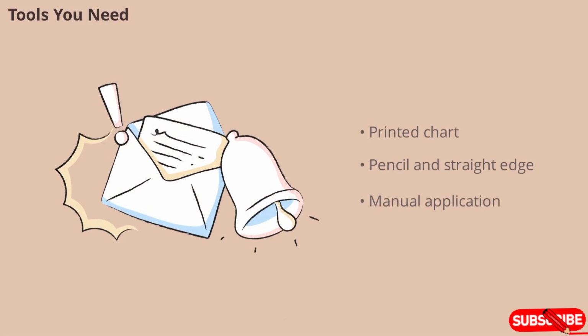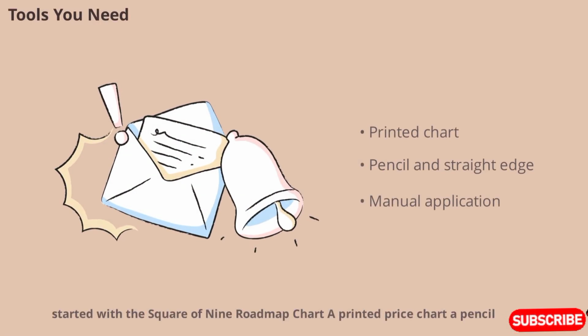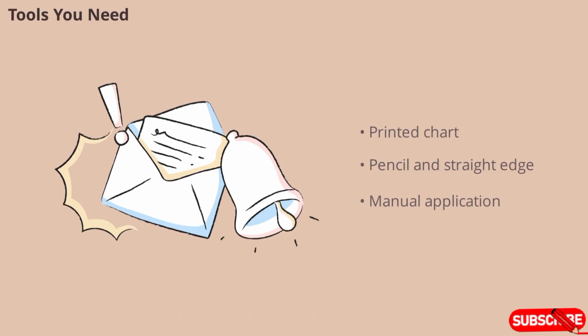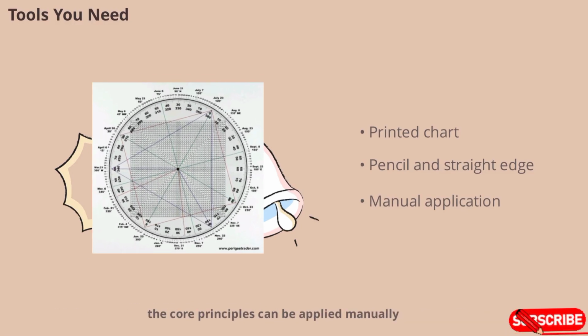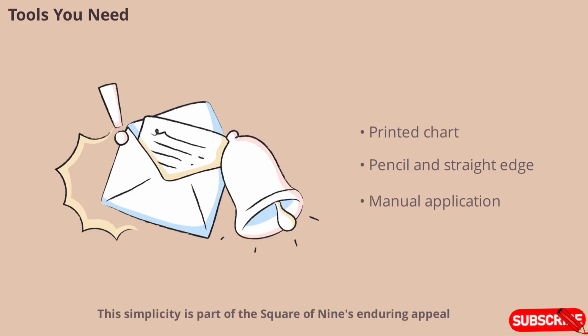You don't need fancy software to get started with the Square of 9 roadmap chart. A printed price chart, a pencil, and a straight edge are all you need. While many illustrations in Gann's books were created with custom software, the core principles can be applied manually. This simplicity is part of the Square of 9's enduring appeal. With a bit of practice, anyone can create a useful roadmap chart and start identifying key levels and trends.